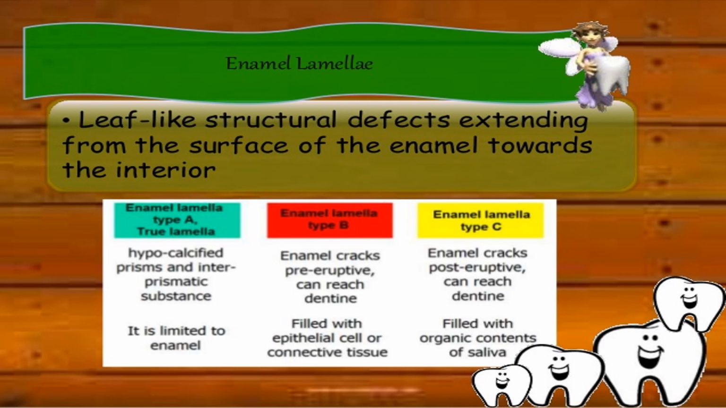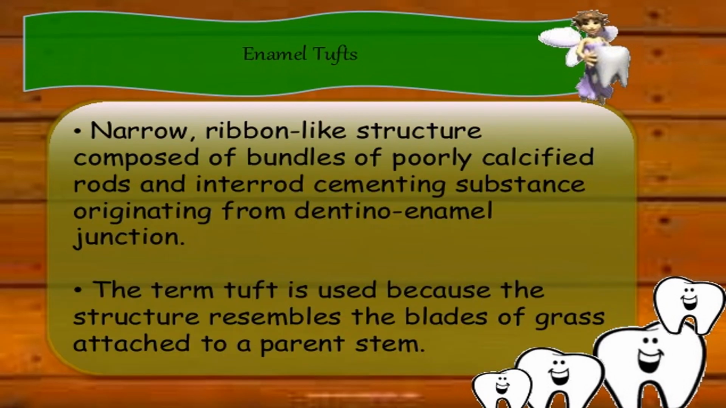Now coming to type B. Type B: enamel cracks, pre-eruptive, can reach dentin, filled with epithelial cells or connective tissue. So type B somewhat reaches to the dentin. And type C: these are enamel cracks, post-eruptive, which can reach dentin, filled with organic content of saliva. So in short, type A is limited to enamel, type B somewhat goes up to the dentin, and type C totally goes into dentin.